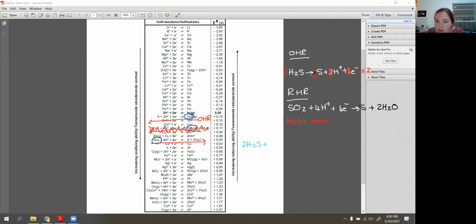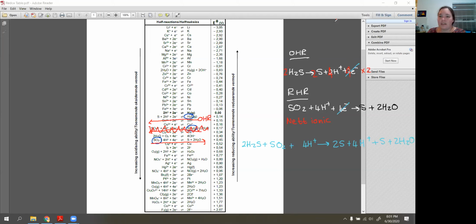2H2S plus. Now we've already hit the arrow here, so I move on to the next equation. SO2 plus 4H+. I'm not writing out the 4 electrons, they're going to cancel with each other. Goes to give me 2S plus 4H+, plus sulfur plus 2H2O. I'm sorry if you can't read that very neatly.